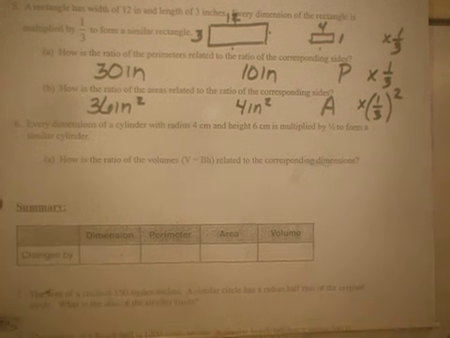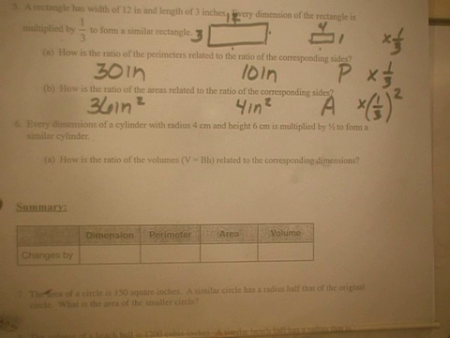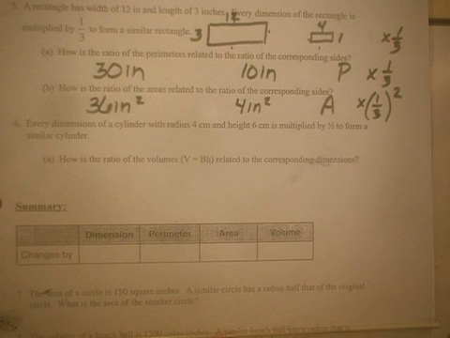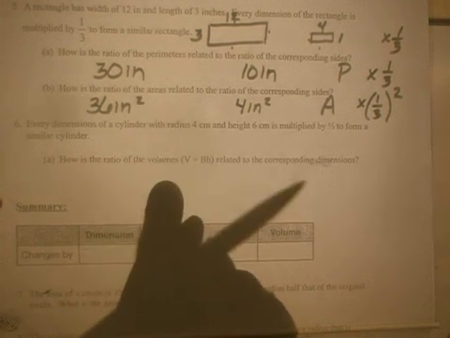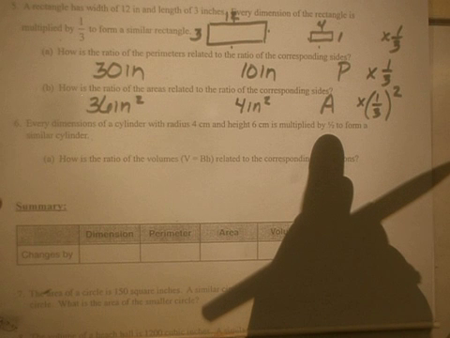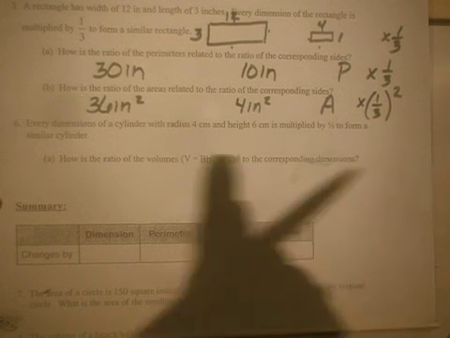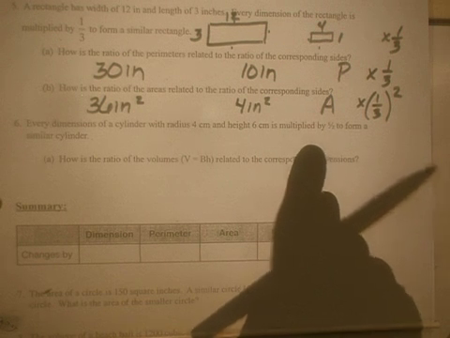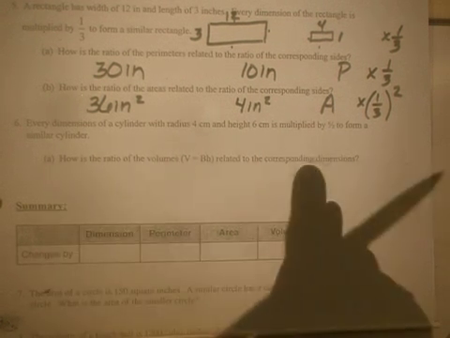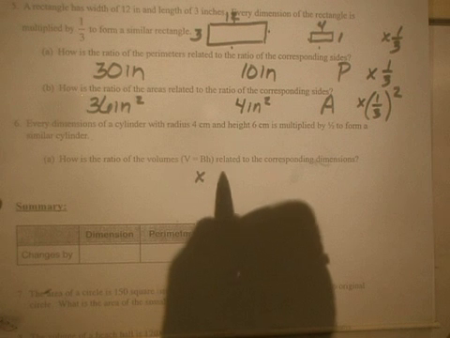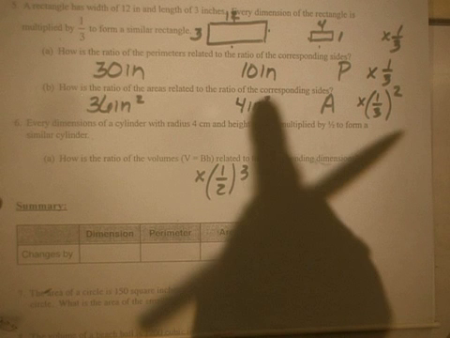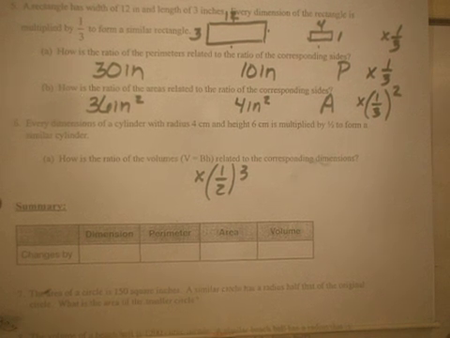And number 6 is volume. What's your label on a volume problem? Cubed. So your volume is actually going to change by your scale factor cubed. So number 6, the volumes would be multiplied by 1/2 to the 3rd power. And we have more of these examples down here that we're going to go over.